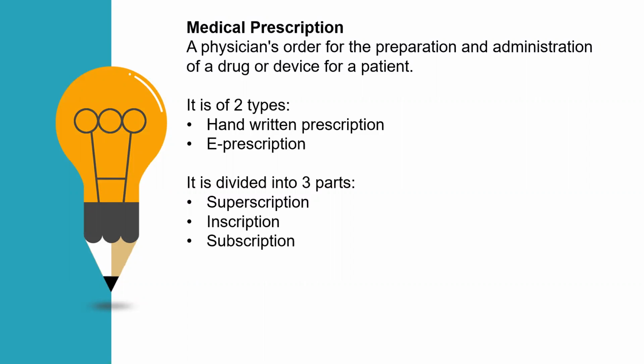So there are two types of prescriptions, a handwritten prescription and an e-prescription. Handwritten prescription is quite outdated, but it is the mostly used prescription in our country. But handwritten, there are certain advantages and disadvantages as well. The biggest disadvantage is the spelling mistake and the handwriting that has to be understood by the pharmacist or even the patient. So how to dispense and how to take is a problem in a handwritten prescription.